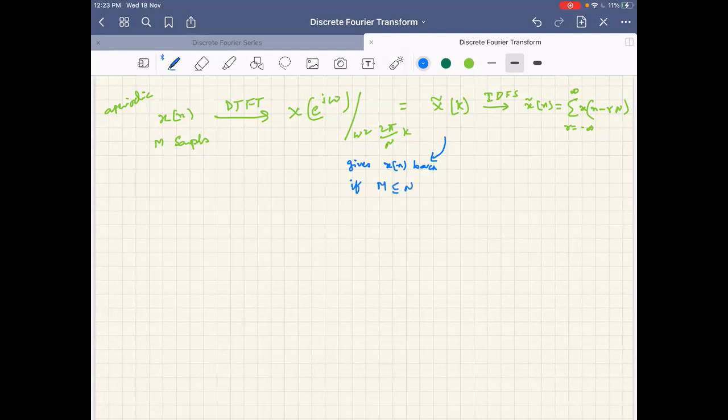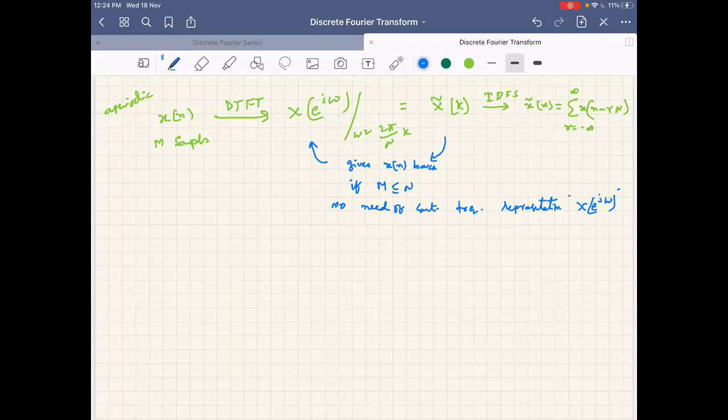And no need of x of e power j omega, the continuous frequency representation. So it's good enough just to go with 3 samples. If x of n starts with 3 samples, why should we have an uncountable number of samples while storing x of e power j omega?